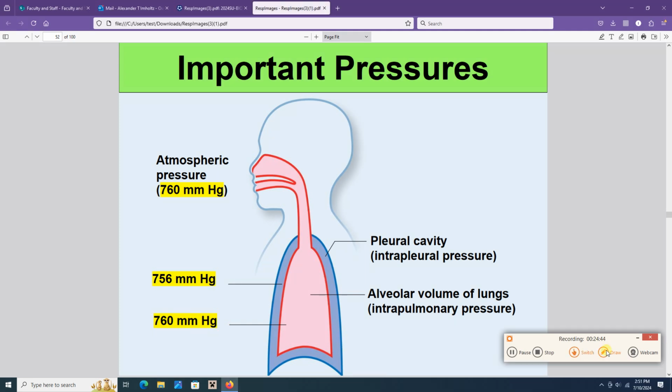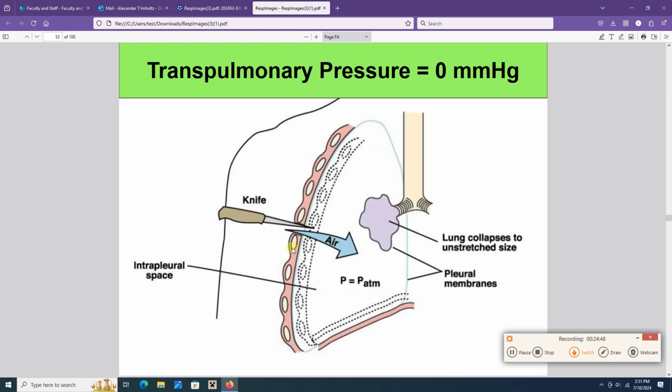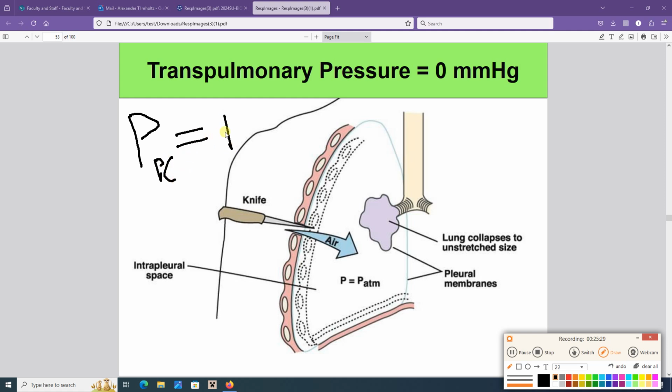Now let's suppose that a student accidentally stabbed me in class with a little knife. And when they did so, all of a sudden air got into my pleural cavity. So in this situation, the pressure of my pleural cavity is equal to the pressure in my lungs. So there's no chance for that air to do that thing where it tries to leave the lung, and instead, what happens to the lung?